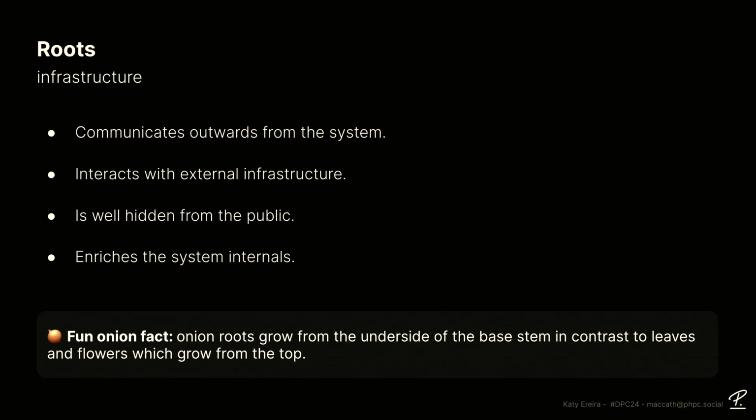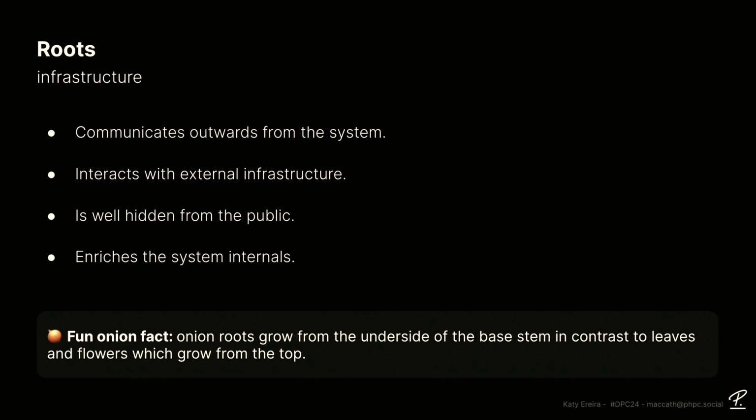And last but not least, we have those roots. These provide nourishment to our onion from the outside world. They are our infrastructure. They support us. They support our monolith. So at this layer, you find things that aren't part of the business logic, but support it. This could be databases and things like that.